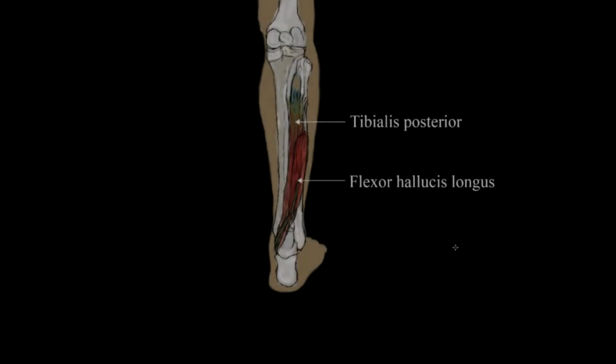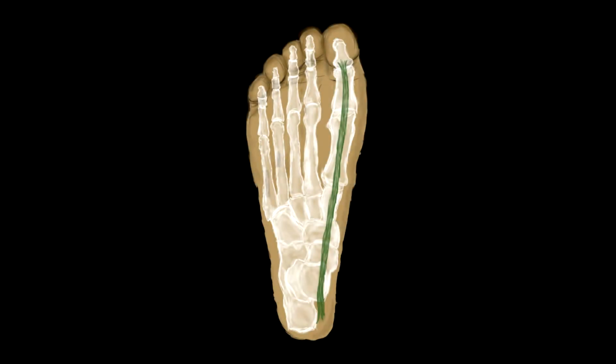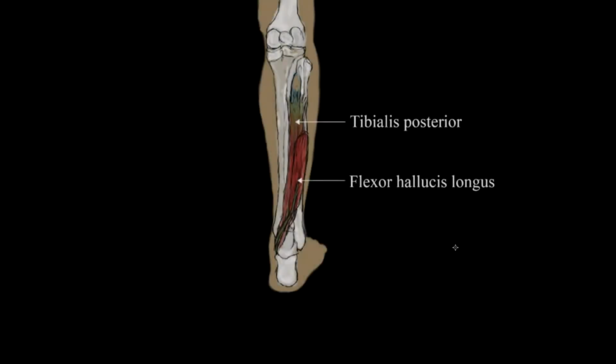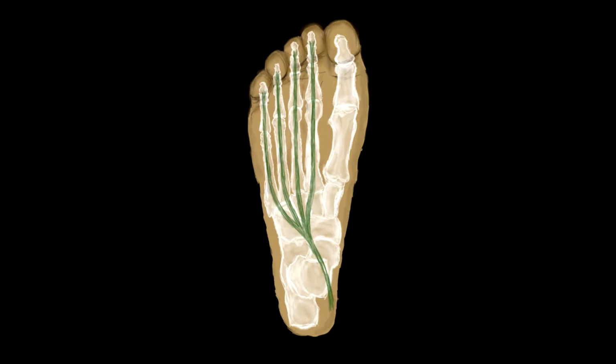Flexor hallucis longus runs laterally to tibialis posterior, and its tendon crosses the ankle and runs along the bottom of the foot to attach to the distal phalanx of the big toe. This allows it to perform both plantar flexion of the ankle and flexion of the big toe. Flexor digitorum longus is equivalent to flexor hallucis longus, but runs medial to tibialis posterior, and instead attaches to and flexes the other four toes.